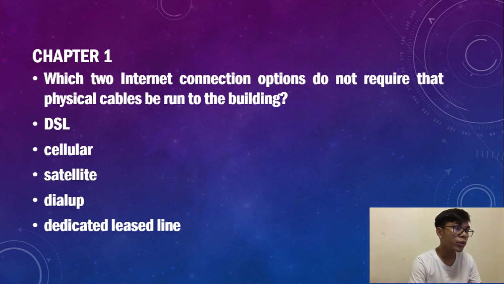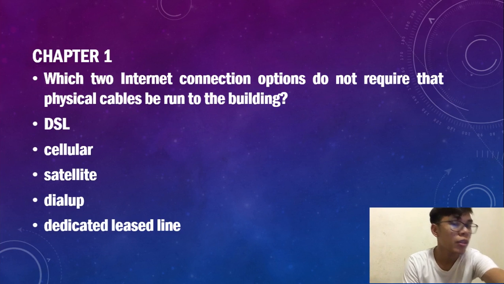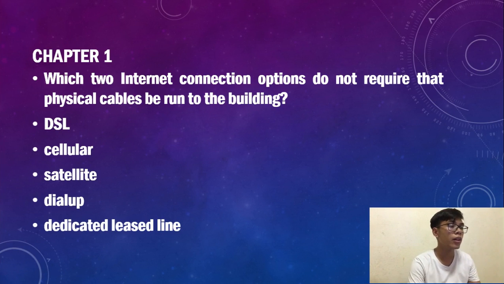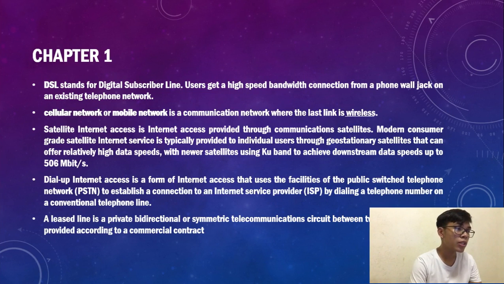The question is, which two internet connection options do not require that physical cables be run into the building? The choices are DSL, cellular, satellite, dial-up, and dedicated leased line. The answer is cellular and satellite, because cellular and satellite require signals and not physical cables. DSL stands for Digital Subscriber Line.